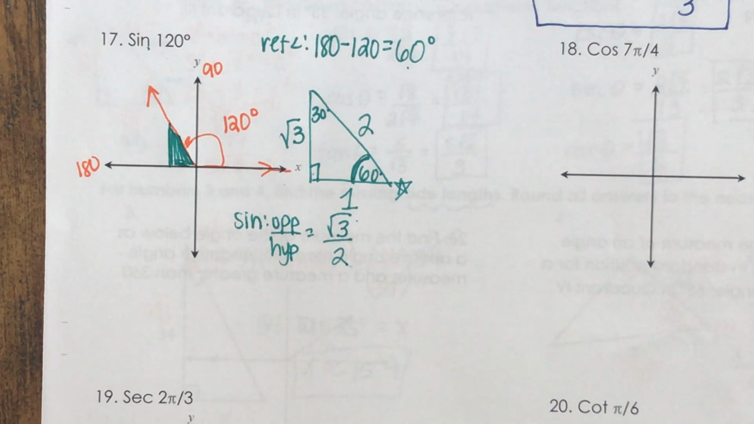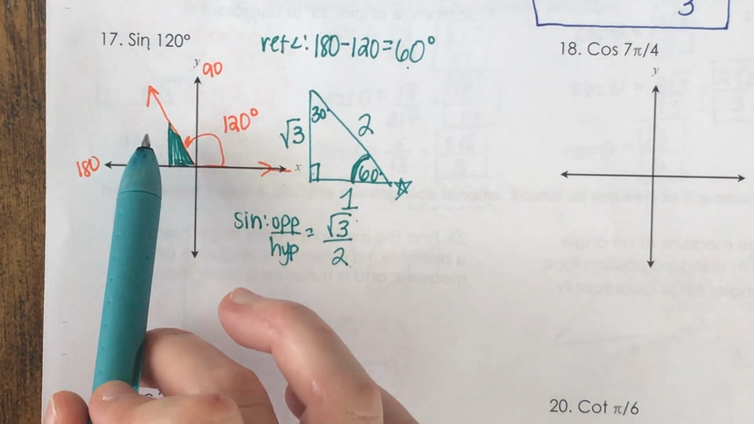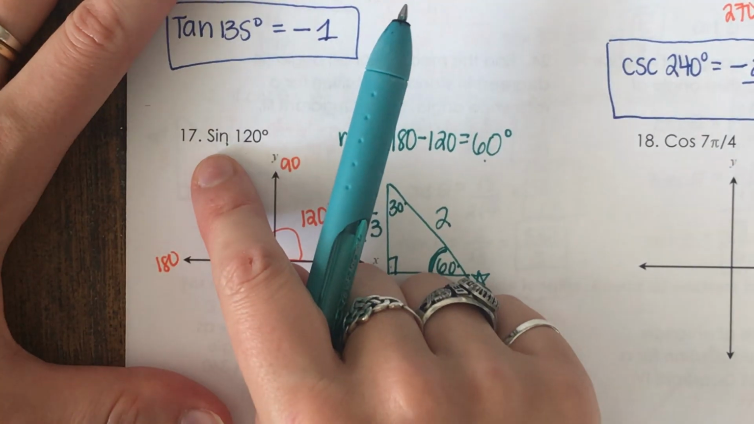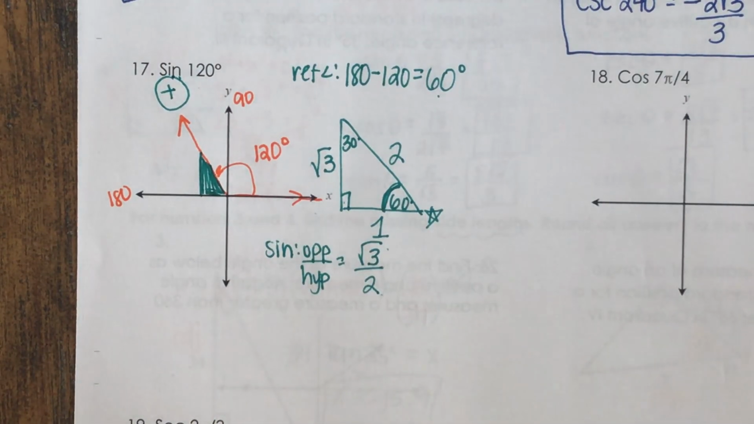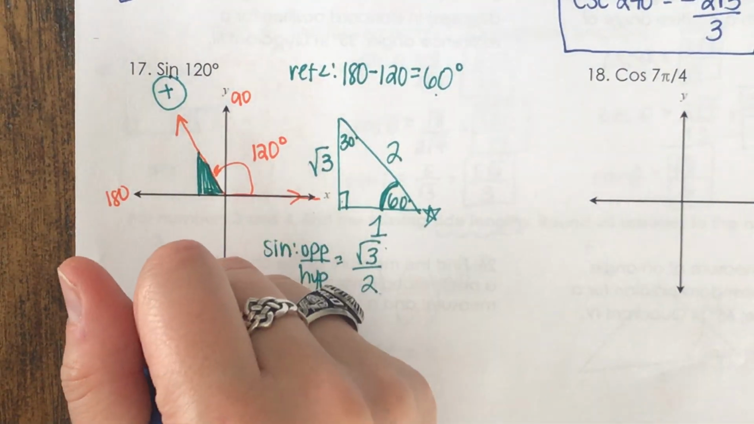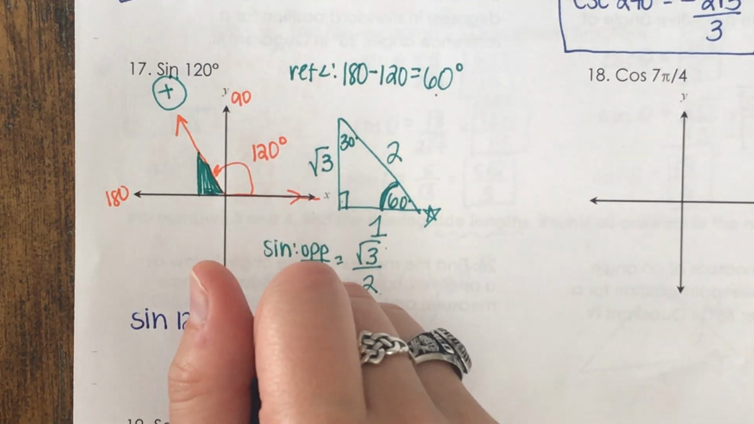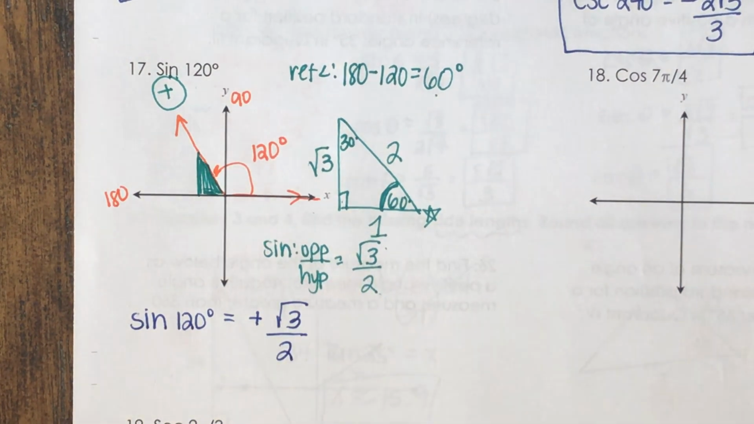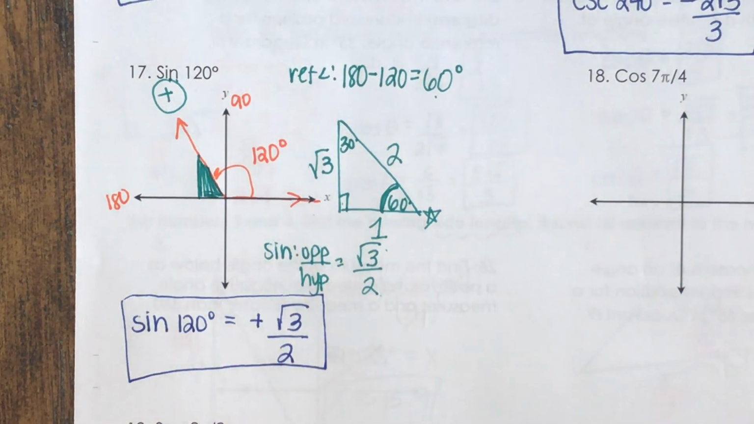Last step is to see if it's positive or negative. So I am in the second quadrant. The only thing positive in the second quadrant is the sine. I'm looking at the sine, so my answer is going to be positive. So final answer is sine of 120 degrees equals positive radical 3 over 2. You do not need the positive sign there. I'm just putting that so that you can tell as you're going through.